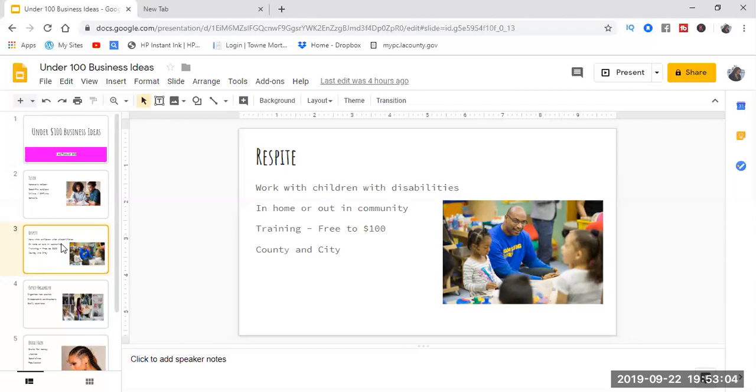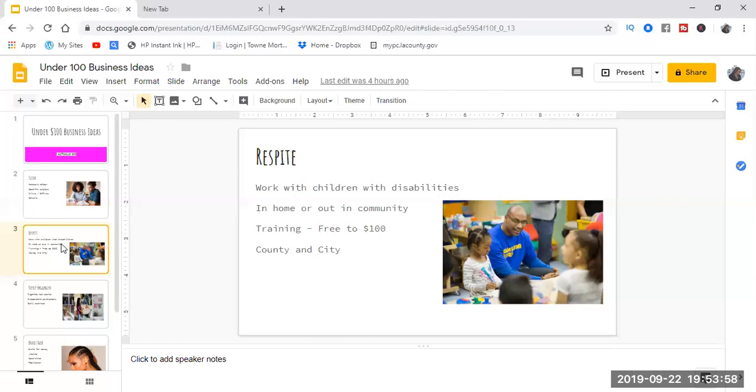This was something that I did, and it was actually a very personally rewarding job. And let's be honest, the money is very good. This is sometimes upwards to $30 an hour, $40 an hour, depending on the type of disability the child may have. The good thing is that you can do it in home or out in the community. And usually trainings for working with children with disabilities, honestly, at a lot of community colleges are free. So you literally can go get trained for free and start running a respite business. It's personally rewarding, absolutely, but it is also a very high-paying job, and the skills to get for training are free.